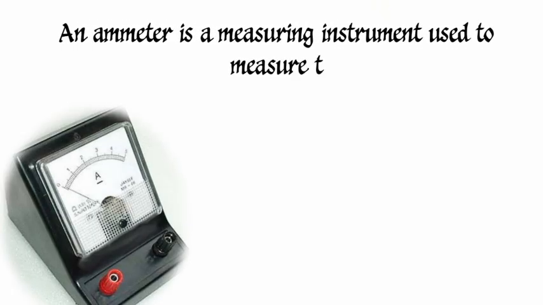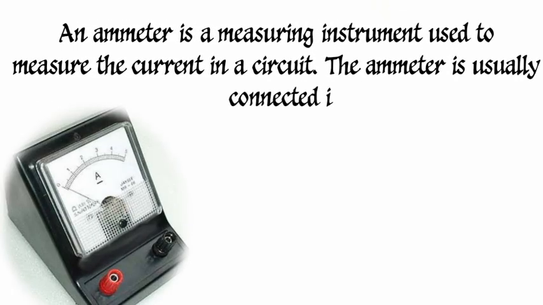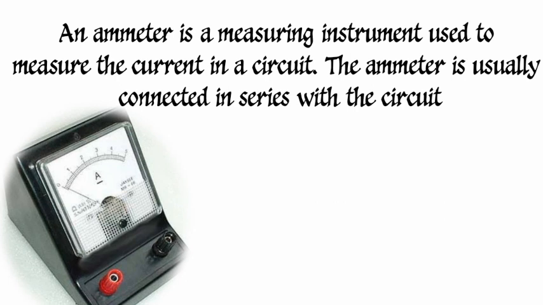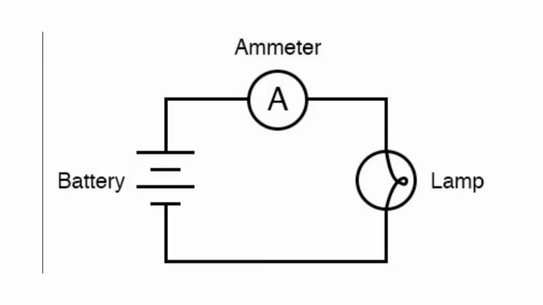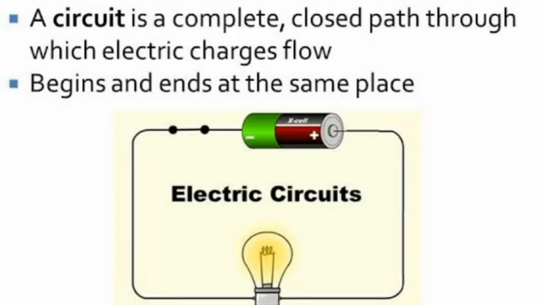That is also a measuring device. An ammeter is a device used to measure the electric current in a circuit. In order to measure the electric current, the ammeter should be connected in series with that particular circuit. Through whichever part of a circuit we need to measure the current, the ammeter should be connected in series with that region. And okay, we defined the electric circuit.